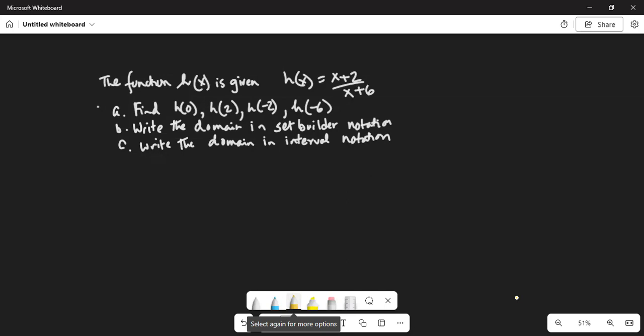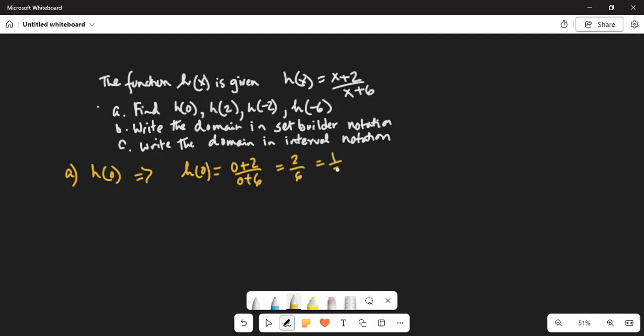Part A, find the value of the function h at x equal to 0, at x equal to 2, x equal to minus 2, and x equal to minus 6. So let's do that part first. So A, first is h of 0 is equal to 0 plus 2 divided by 0 plus 6, which is 2 over 6, or 1 over 3, because 2 goes into 2 one time and 2 goes into 6 three times.